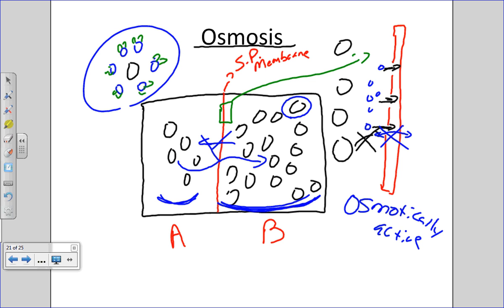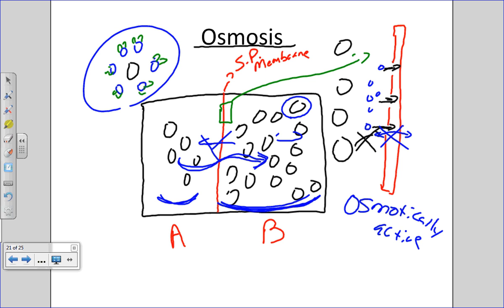And what's going to happen is, just like diffusion, this water is going to be drawn in this direction until the forces equilibrate, until the concentration of water is equal on side A and side B. Again, this is a very basic explanation because I didn't go into molarity, molality, and all that stuff, but that's the basics of how osmosis works.